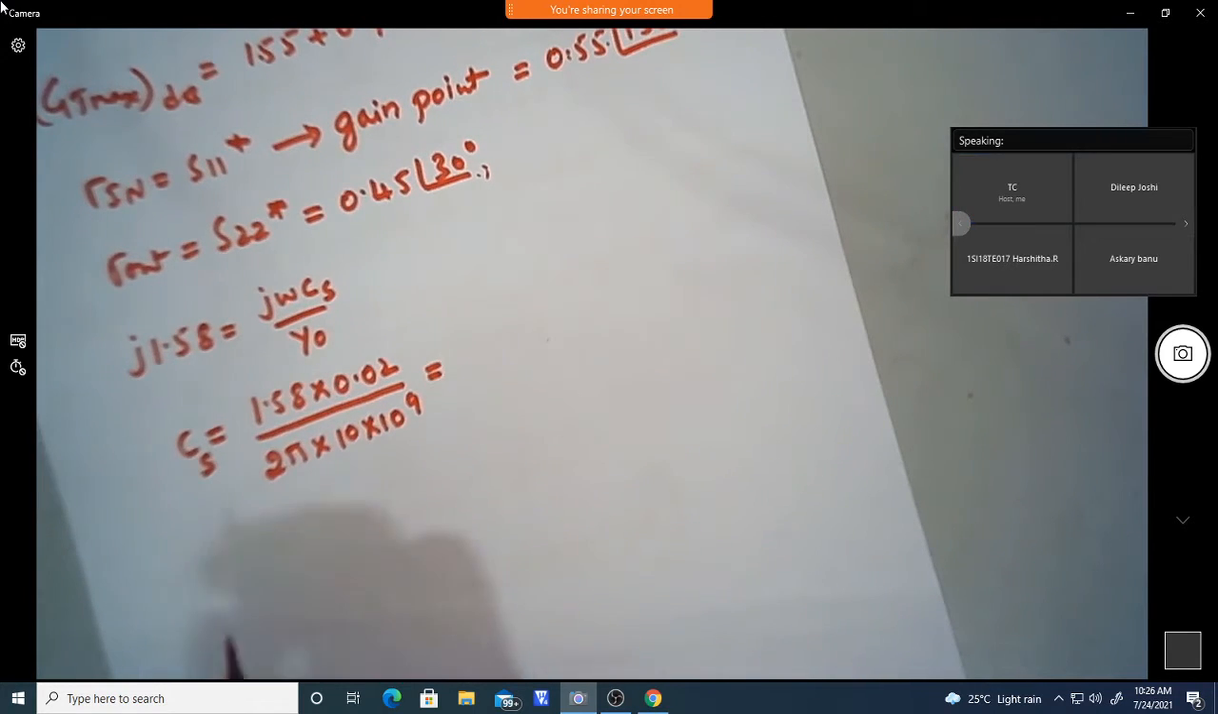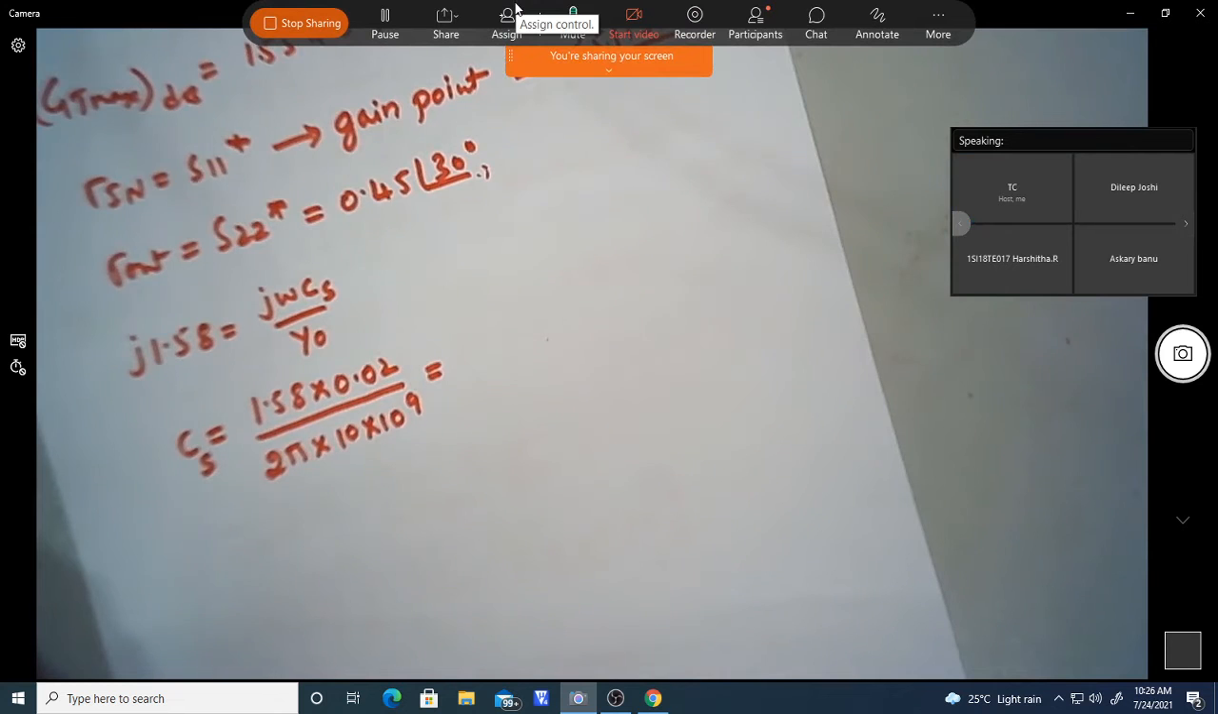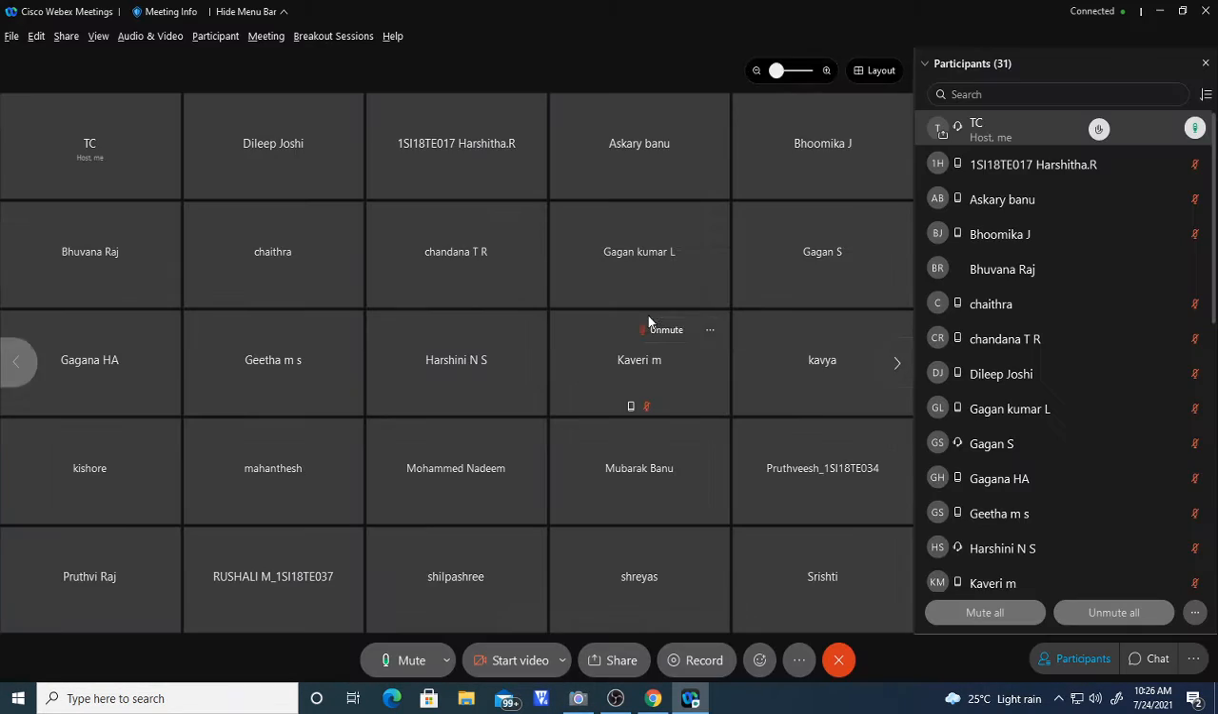Anybody doing it? Find the CS value: 1.58 into 0.02 divided by 2 pi into 10 into 10 power 9. Anybody calculated?